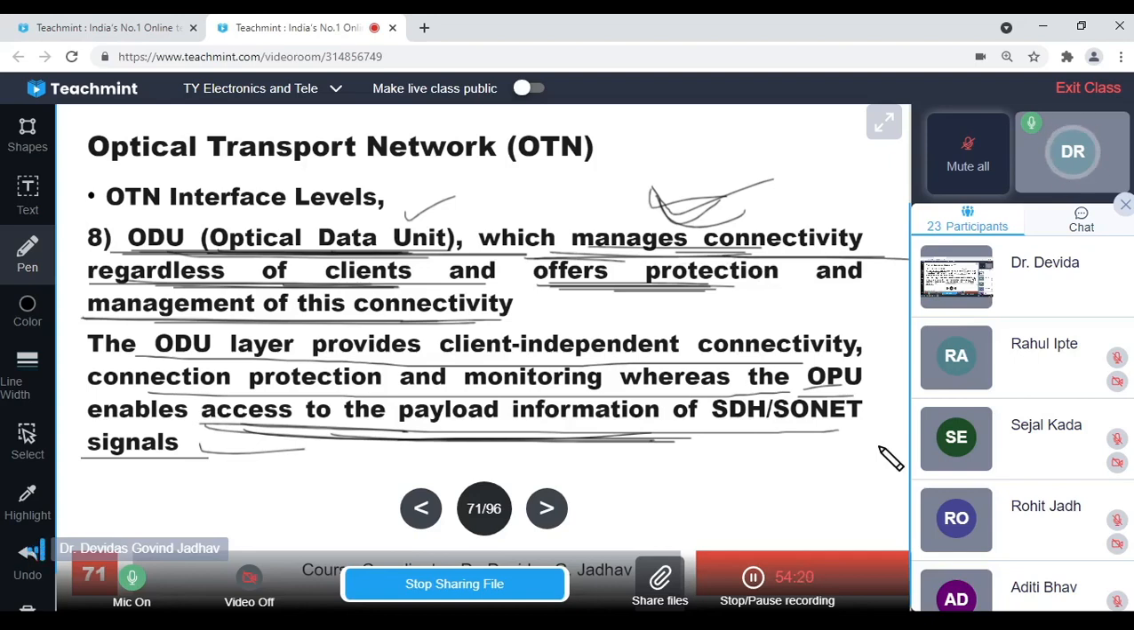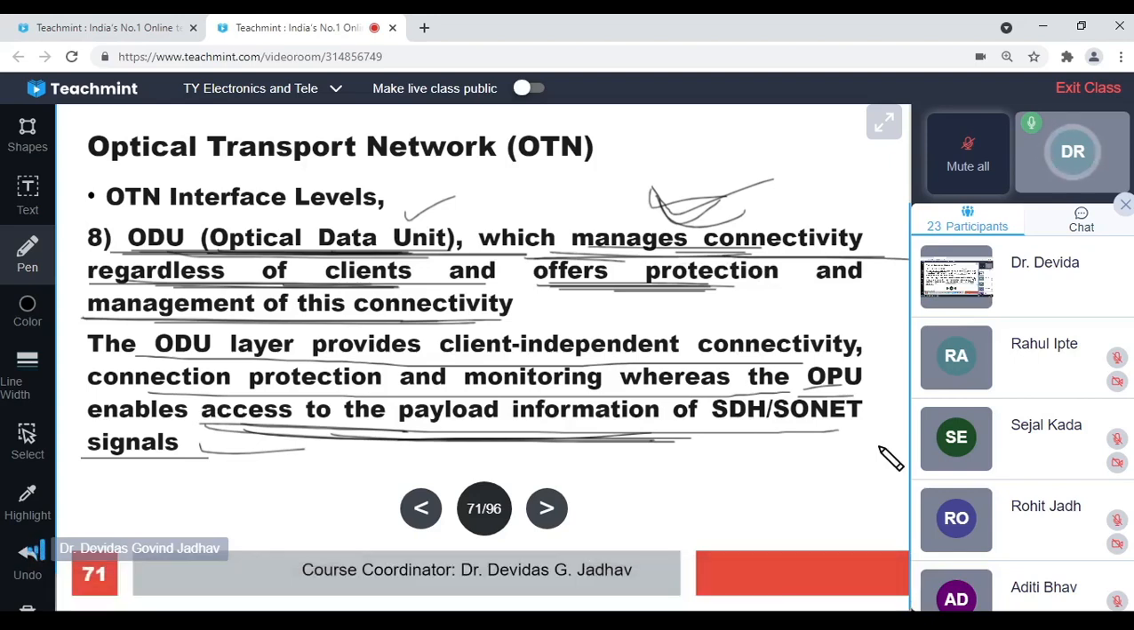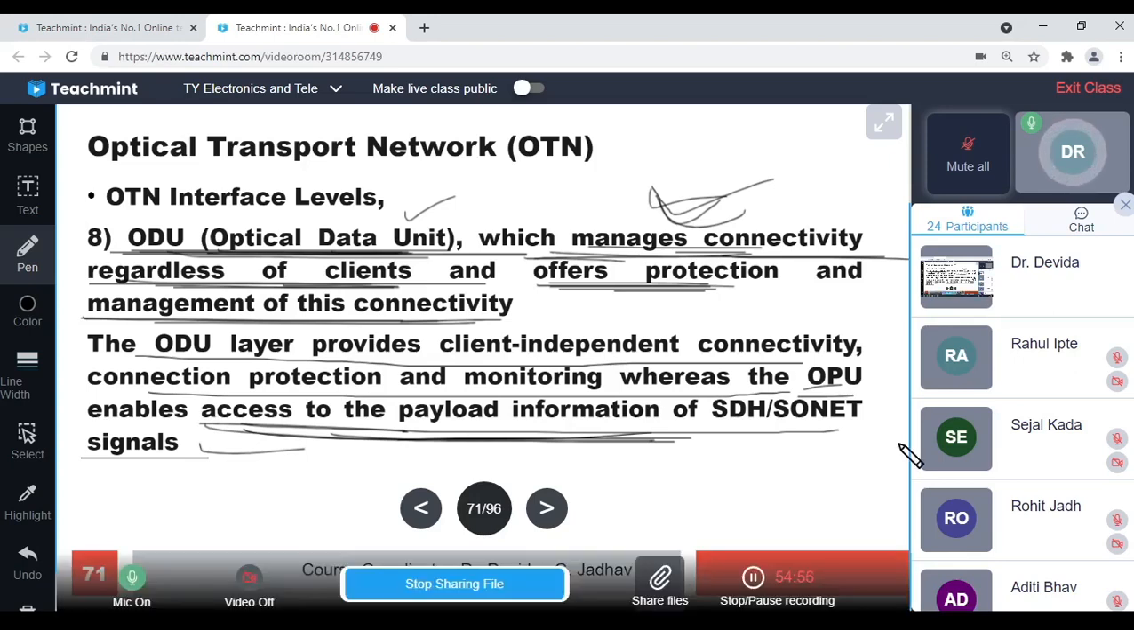Once the OPU has taken care of the client, accordingly it has coded the frame. Then once the frame is ready, that will be treated as data. Whatever is inside the frame, it is transparently treated as data by the optical data unit. So ODU has nothing to do with the type of the client or the type of the data. It is transparently taken over the network by the ODU. But OPU has to deliver the data. That's why it accesses the payload information, and it bothers about the type of the applications. Okay, so this is the difference between ODU and OPU.